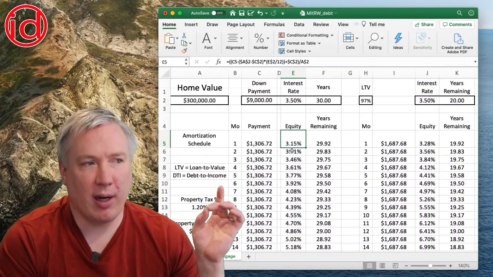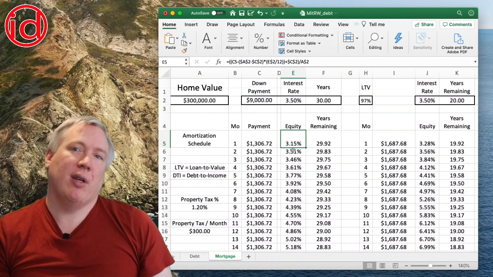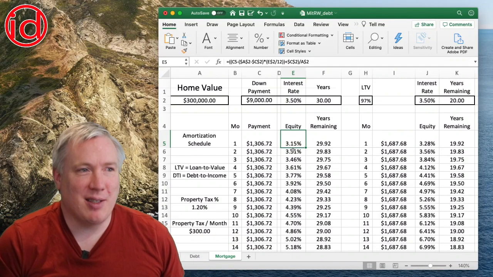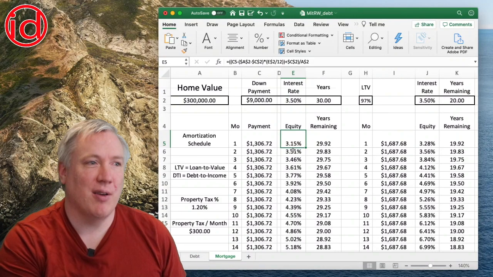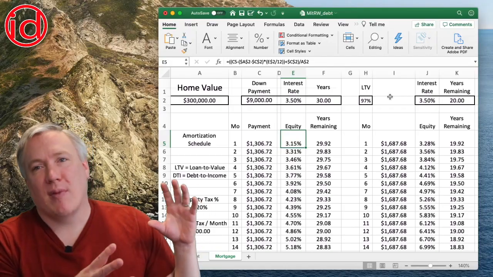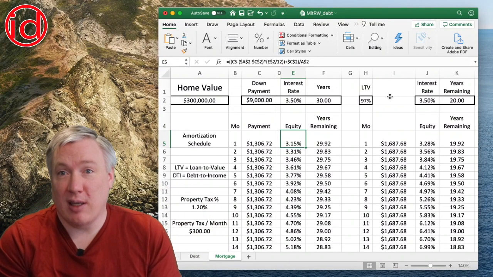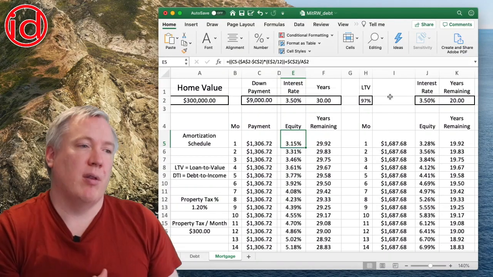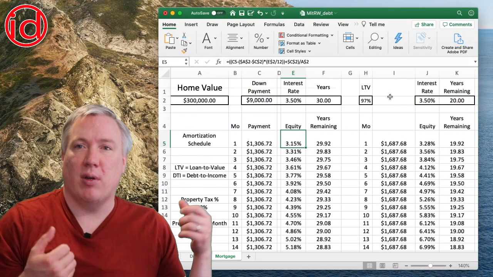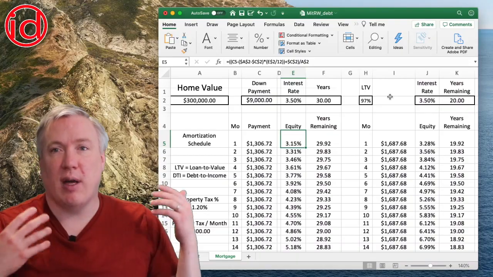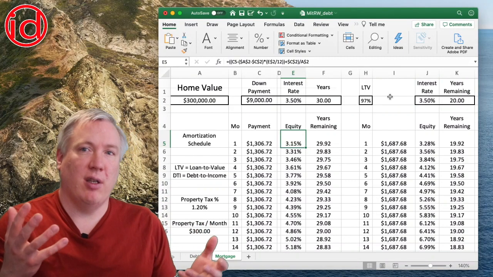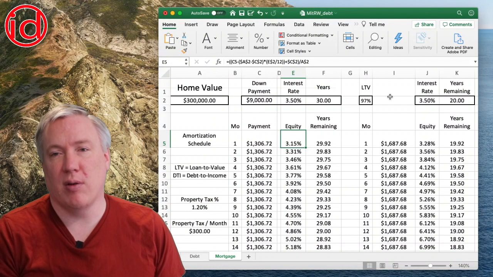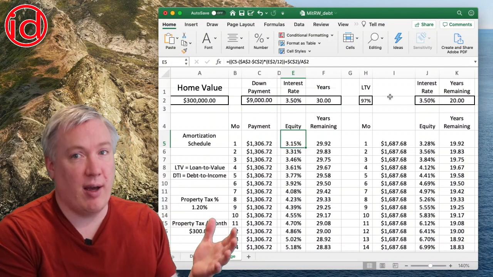Then the column right here changes how much equity you have in that home. Equity would be basically kind of the opposite of loan to value. So if you have 3% down, it means that you own 3% of that home. That's your equity in that home. The more equity that you have in the home, when you go to sell it or go to refinance, you have more options and can achieve like lower rates and reduce your monthly payment and do a bunch of things like that. So it's good to have equity.